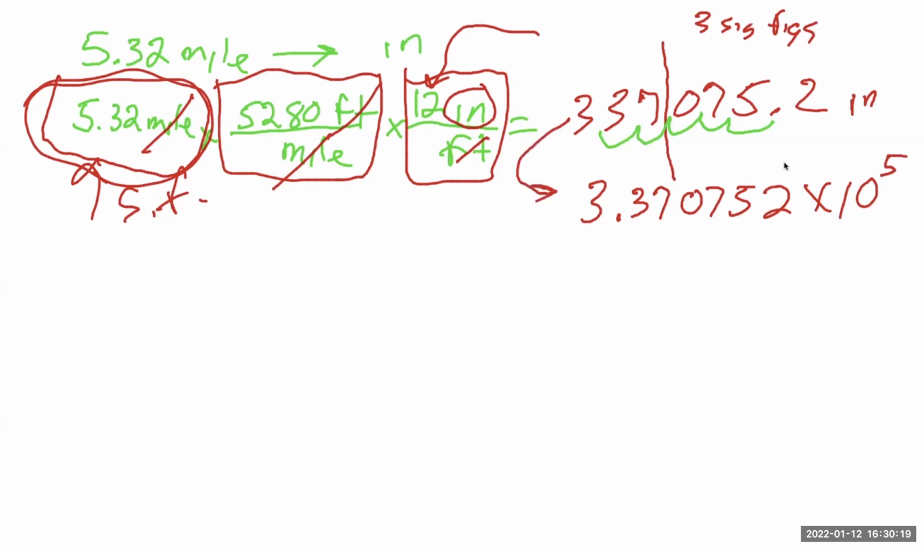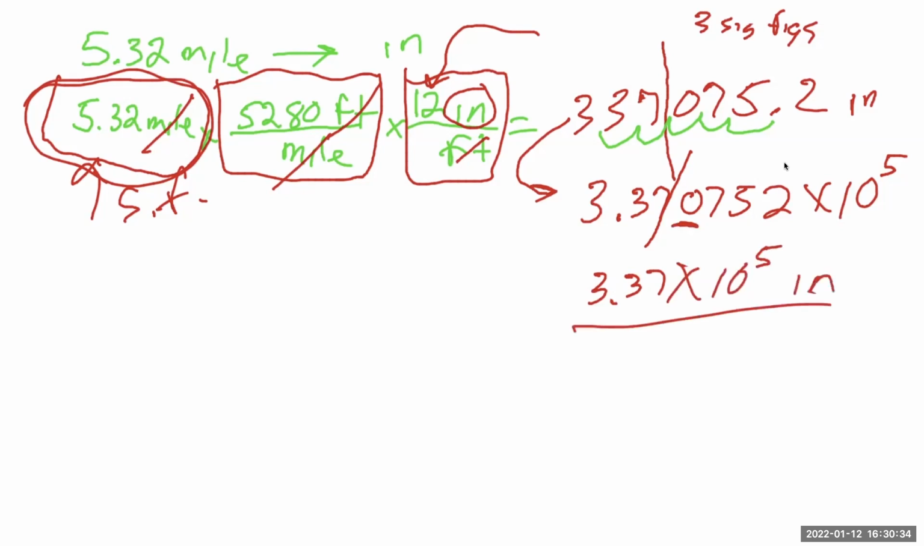Yes. Now it's very easy to do 3 digits. You just put a line right here and we have 3.37, because this number here is less than 5, times 10 to the 5. Rather than worry about counting zeros and everything else, this is the correct answer in inches. You have to have units.